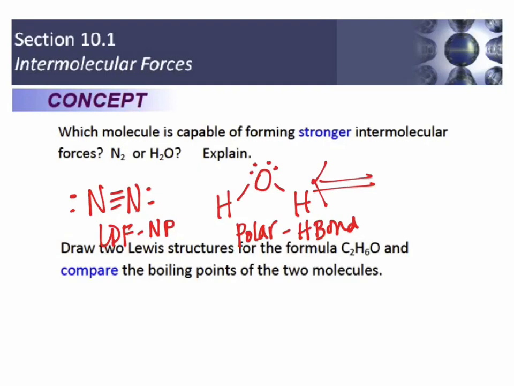So now I'm going to draw two structures of C2H6O, and we're going to compare the boiling points of those two molecules. These both have the same formula, so they are carbon-carbon. And we have 7 atoms that we have to put around it. So we have hydrogen, 1, 2, 3, 4, 5. And I need 2 more atoms, but I only have 1 spot to put it. So we're going to add a hydroxide here.